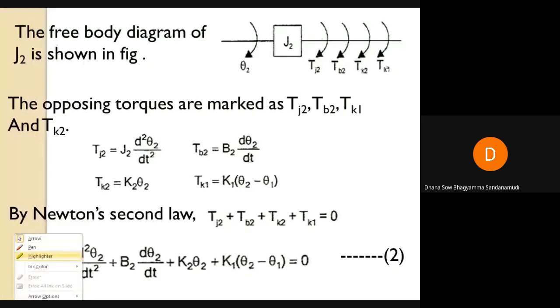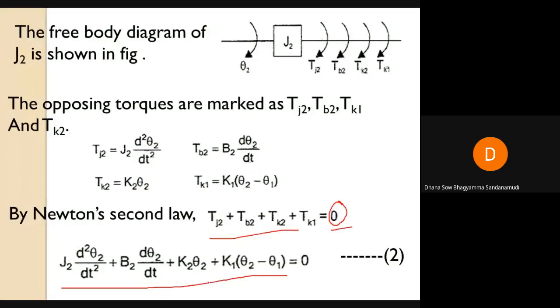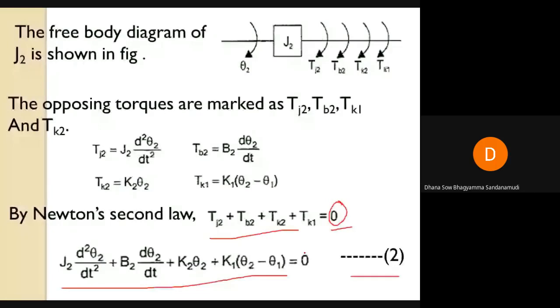So these are the opposing torques. This is the applied torque. Applied torque is 0 here, no applied torque. So the sum of the opposing torques equals 0. You just represent the opposing torques with their differential equations. So you will get this equation, consider it as equation number 2. System is very slow.